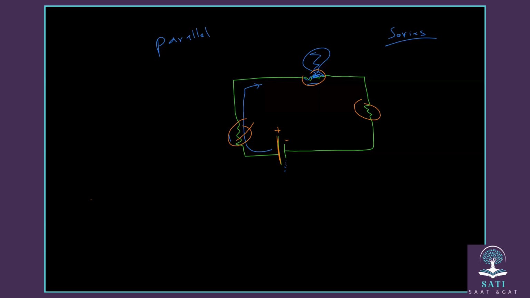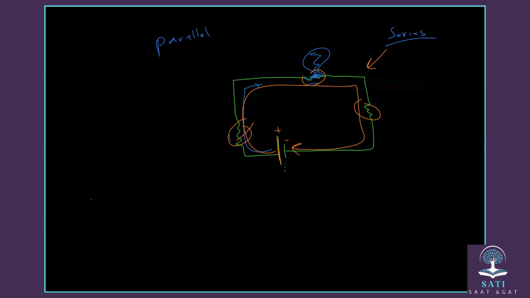If the path of the current is only one path while it's moving during the circuit, that means all the connections of the resistances are in series. Series means they are one after the other, based on how the current will move through them. So if the current moves through them one after the other, the connection is series.